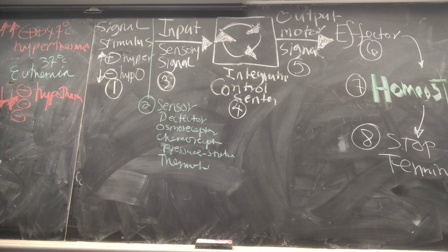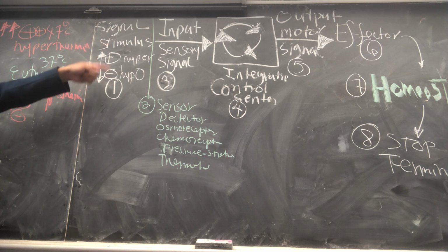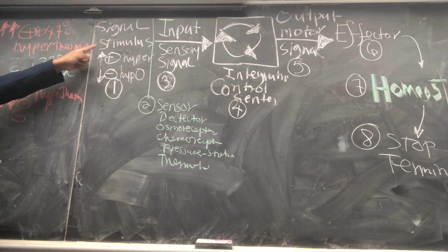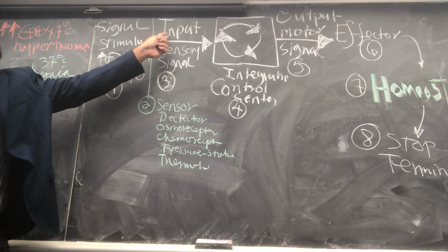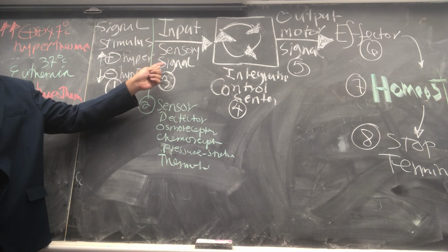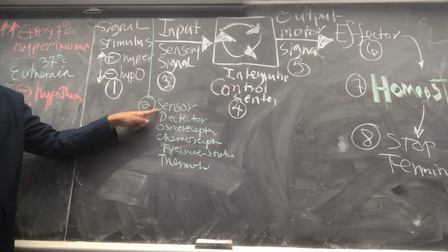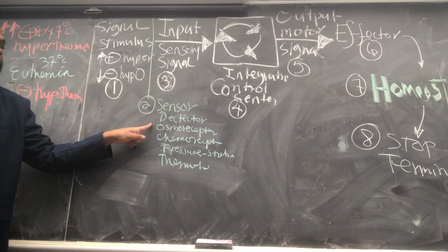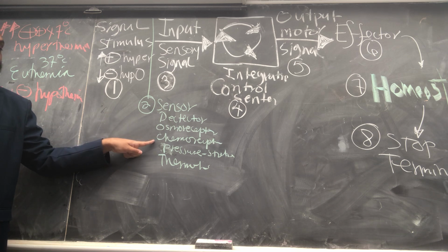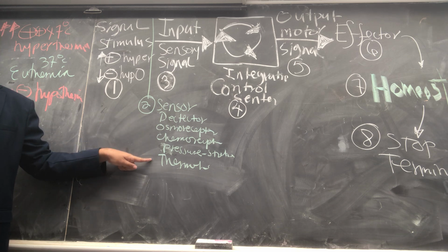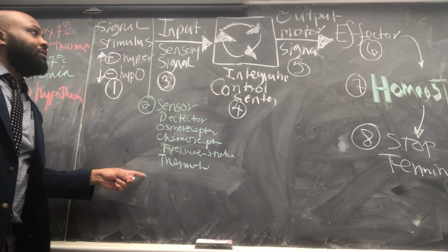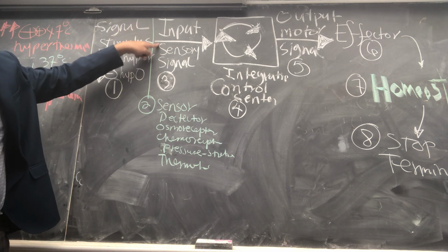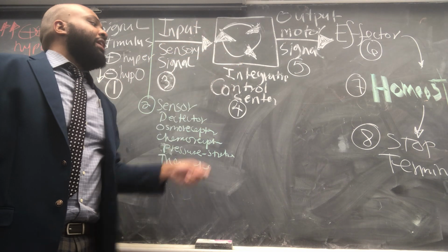One patient is really hot. You're really hot, so the temperature went up. So what's the signal? What's the stimulus? Hyper or hypo? Hyper. That's number 1. Number 2, who's going to detect the input sensor signal and send it to the integrator? Who's going to be the sensor, the detector? Is it the osmoreceptor? No. Is it the chemoreceptor? Is it the pressure stretch receptor? Is it a thermoreceptor? Thermoreceptor. So the thermoreceptor is going to send an input sensory signal to the integrator control center.